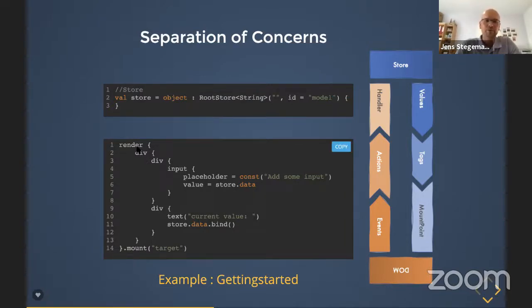Now you have a store, and you use this somewhere else in your render method. Build up your tree, and in this example you just use the store's data to bind it to the value attribute of the input element. This means whenever the data in your store changes, the value attribute, and just the value attribute, of this input component will change in the DOM, and so you will see the result in the browser.